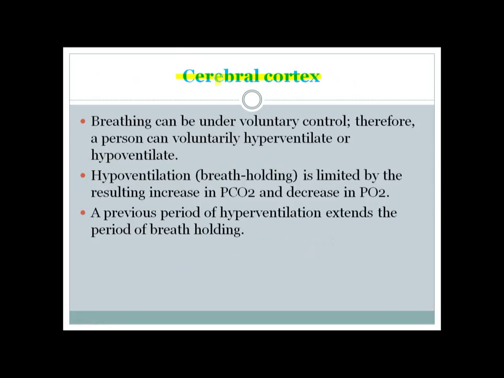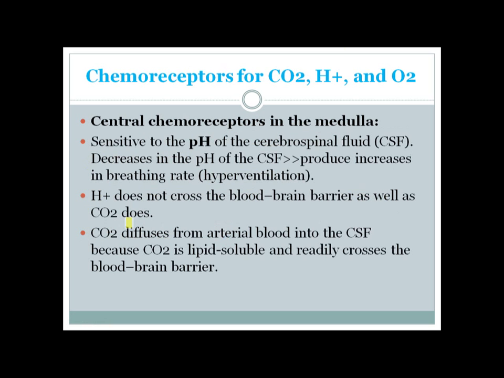The cerebral cortex can sometimes also control the respiration, which is called voluntary control. A person can voluntarily hyperventilate or hypoventilate, and hypoventilation or breath holding is limited by the resulting increase in partial pressure of carbon dioxide in the blood and decrease in partial pressure of oxygen, both of which stimulate the peripheral and central chemoreceptors, leading to respiration. And a previous period of hyperventilation can extend the period of breath holding.